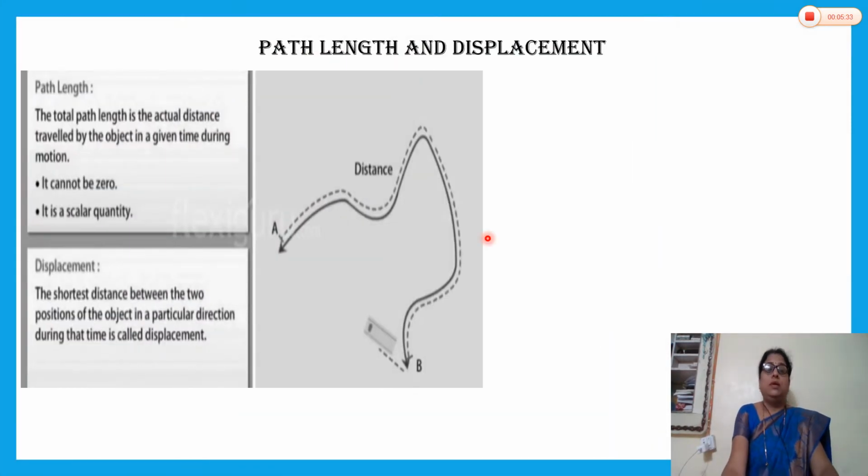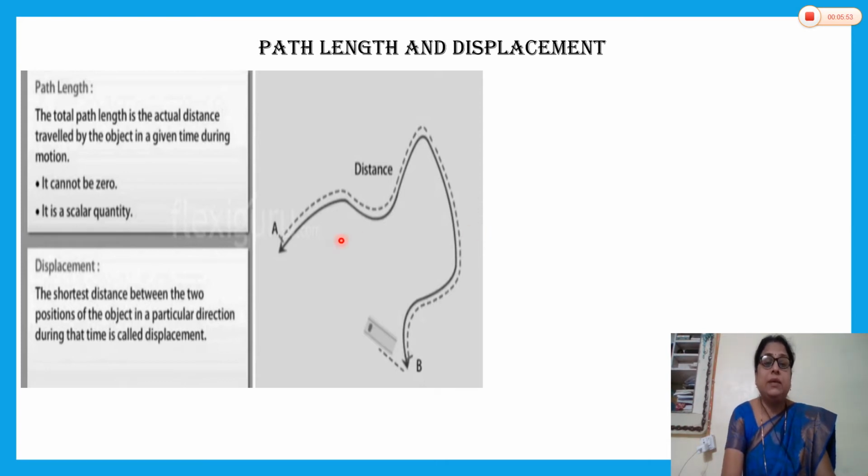Now let us introduce path length and displacement. To describe motion, we require one physical quantity, path length, and another physical quantity, displacement. We know about path length and displacement very well. We discuss here what the path length is.